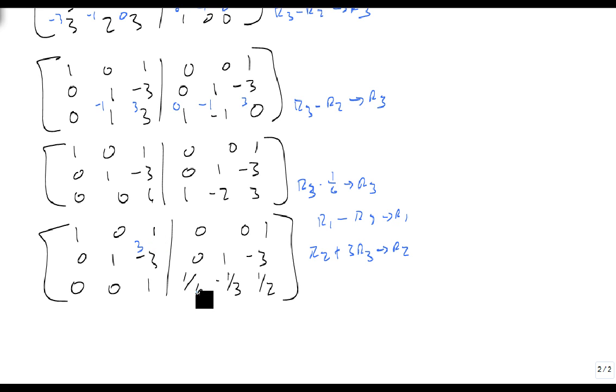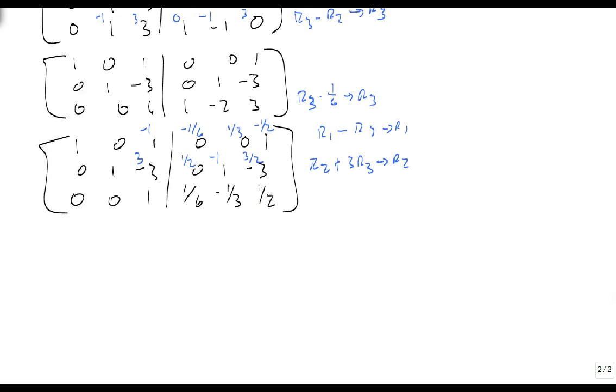So that gives me a 3. When I multiply this by 3, that's a half. Multiply this by 3, it's a minus 1. Multiply this by a 3, and it's 3 halves. And here we're going to get a minus 1, a minus 1 sixth, a positive 1 third, and a minus 1 half.